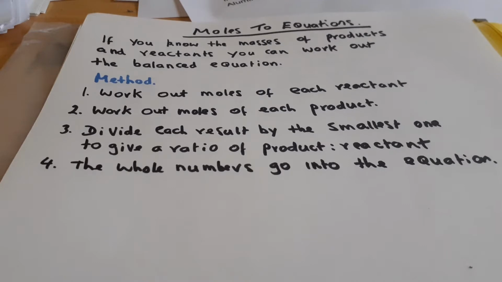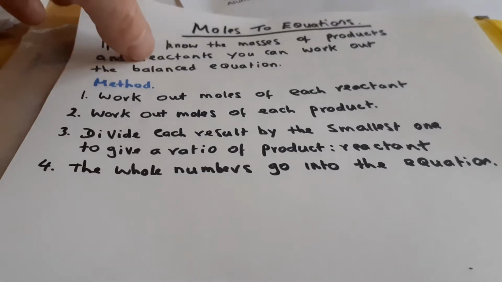So the method is basically 3 steps. Work out the moles of each reactant, and then work out the moles of each product. From those results, look to see what is the smallest and divide everything by the smallest result, because you'll get at least one that comes out as 1. And then the whole numbers that you get become the numbers which go in front in the equation. So let's do an example.